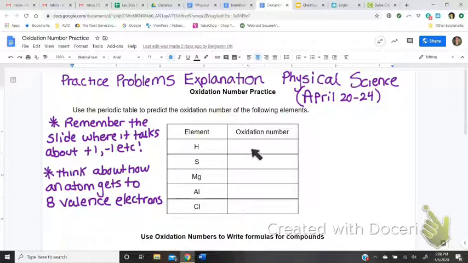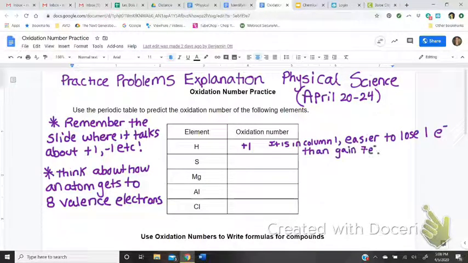So you're just going to want to think about atoms getting to 8 valence electrons. So to fill this chart out, its oxidation number is identifying if it's easier for an atom to gain or lose electrons and how many in order for it to get to 8. And so for example, hydrogen would have an oxidation number of 1 because it's easier for it to lose 1 electron than gain 7 electrons. Also, a trick that you can start recognizing is that it's in column 1. So if something is in column 1, its oxidation number will be a +1.